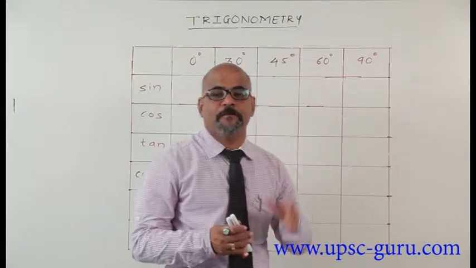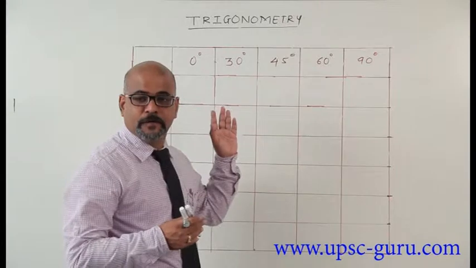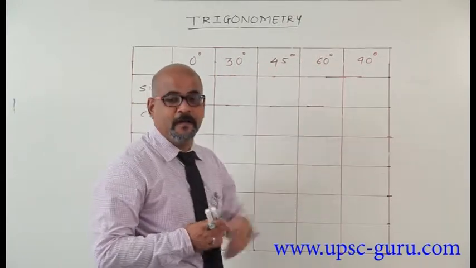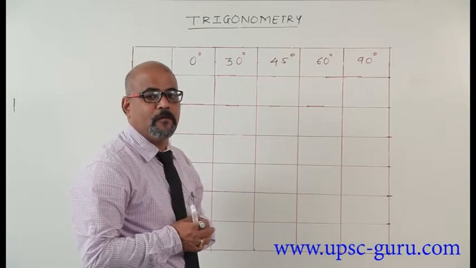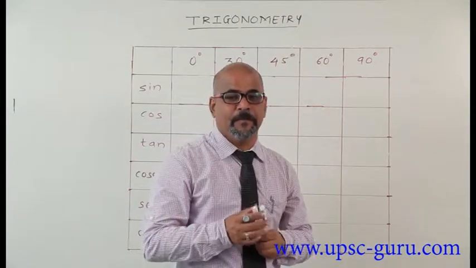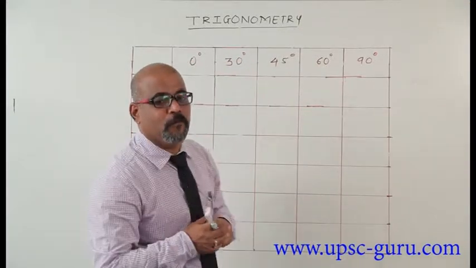Here, now let us find all the trigonometric ratios for angle 0, 30 degree, 45 degree, 60 degree and 90 degree. To remember all these ratios, I give you one simple method. Let us see what is that simple method.